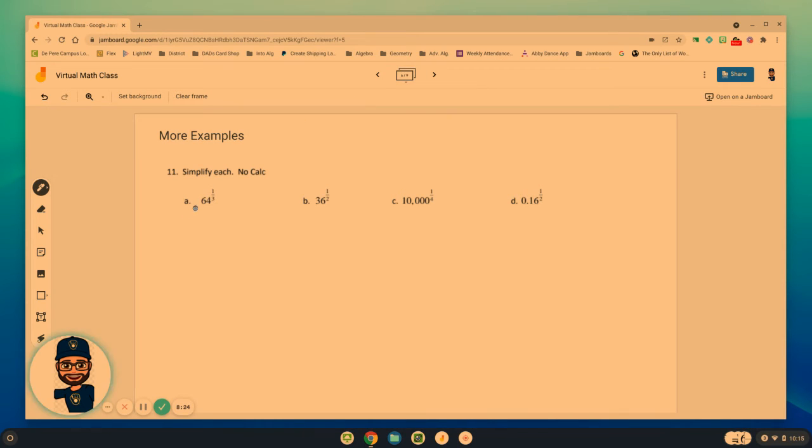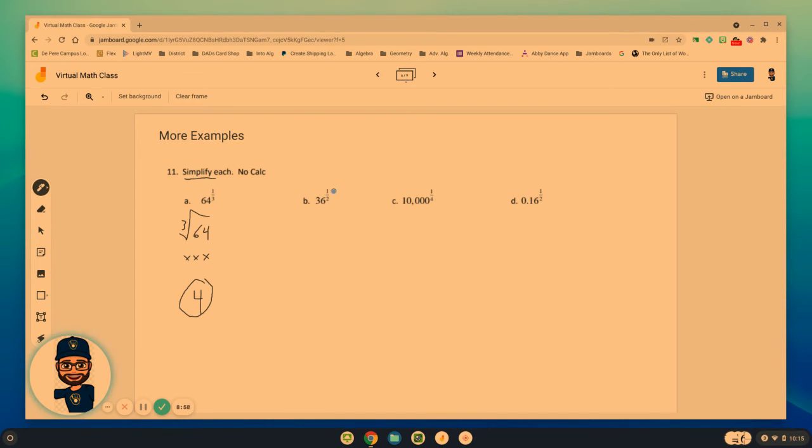Okay, 64 to the 1/3 power. Again, we're simplifying. That's like saying the cubic root of 64. So some number x times x times x. Well, if I use 2, 2 times 2 is 4, times 2 is 8. Check 3. 3 times 3 is 9, times 3 is 27. Check number 4. 4 times 4 is 16, times 4 is 64. So the answer here would be 4.